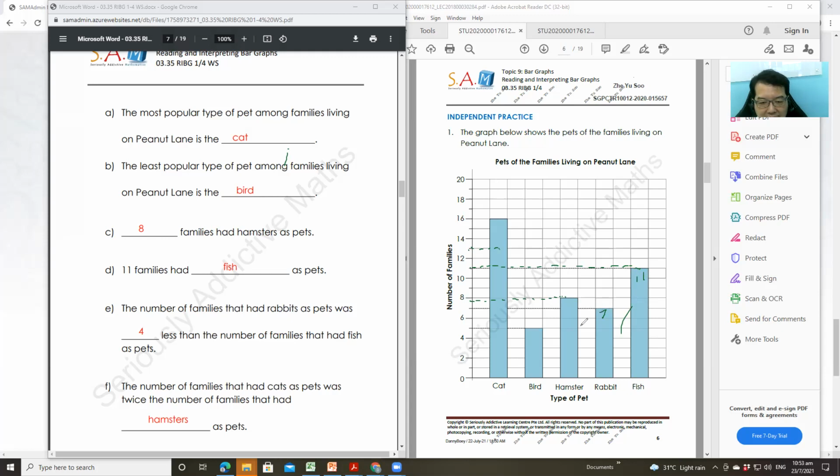Obviously the answer is provided already, but I want to take you through finding out what the answer is. So let's take a look at this. Cat is 16, right? The number of families that had cats as pets was twice the number of families that had. So 16 divided by 2 equals 8. So 8 is hamsters, right? 8 families had hamsters as pets. Okay, is that clear? All right, we're going to do one more example.